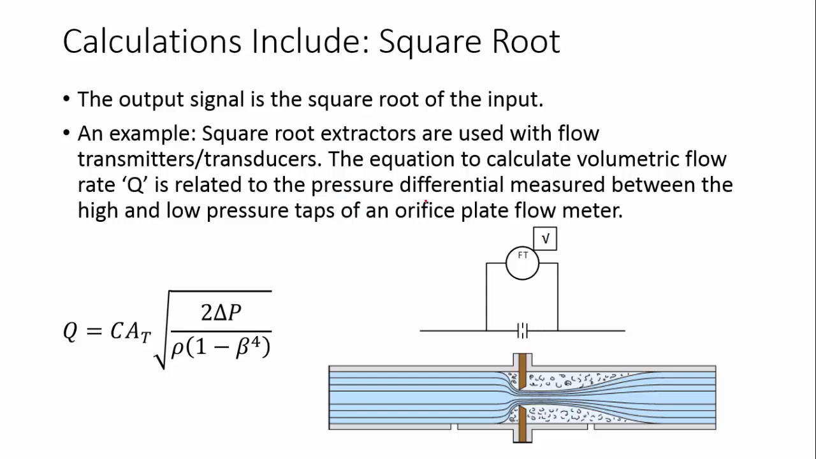And the instrument itself uses a flow transmitter, and you'll see a little square root symbol up next to it. I know it's hard to see that that's a square root, but that's the square root, telling me that this is a flow transmitter or a flow transducer with a square root extractor.